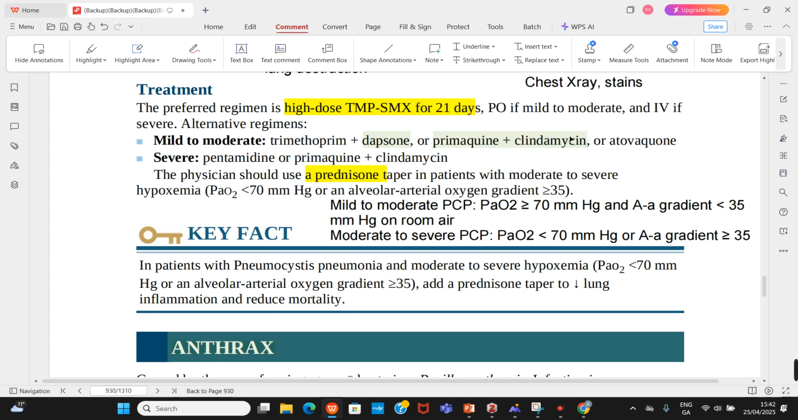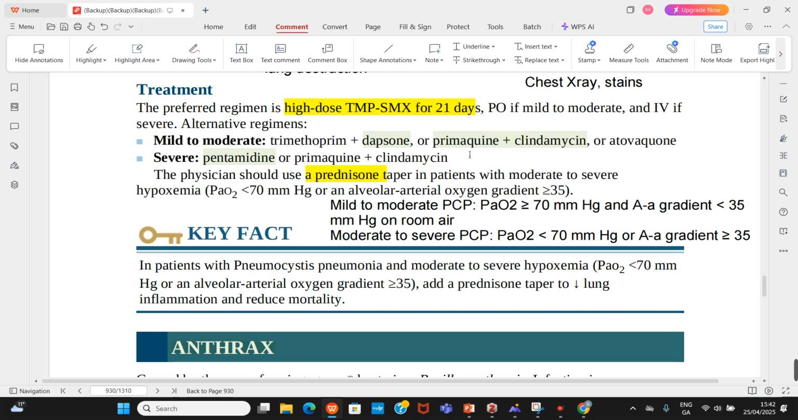So then PC, primaquine plus clindamycin. You can also use it for the mild to moderate. But for severe, you can give pentamidine or PC. So those are the alternative treatments, but most likely in the exam it is going to be Septrin. Well, if you don't see Septrin there, look for PC, and if it's very severe, look for pentamidine.